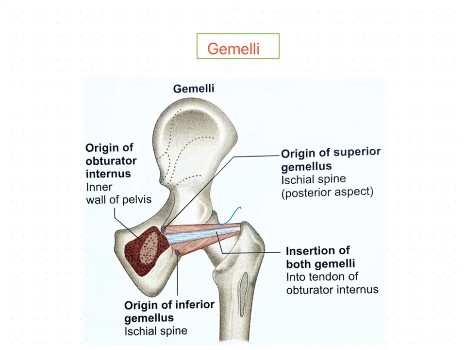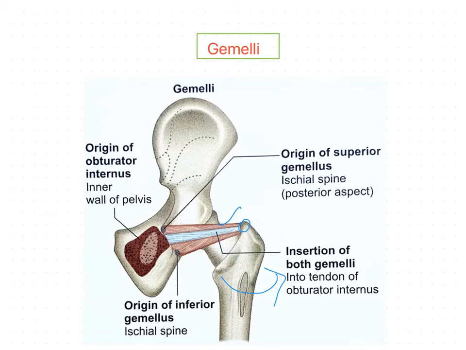That is the origin of the superior gemellus, and it is inserted into the medial side of the anterior part of the greater trochanter, also blending with the tendon of obturator internus. This muscle is supplied by the nerve to obturator internus, and it helps in the lateral rotation of the thigh.